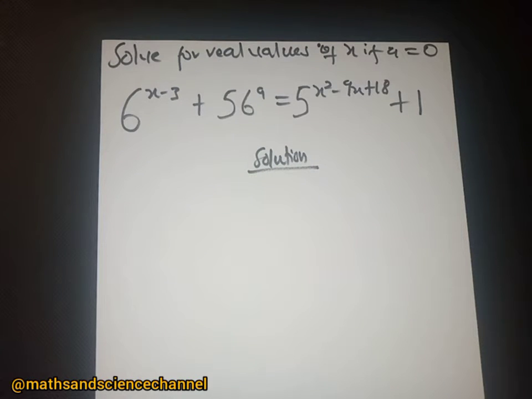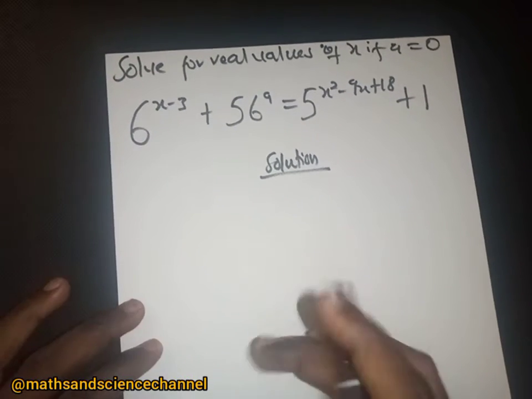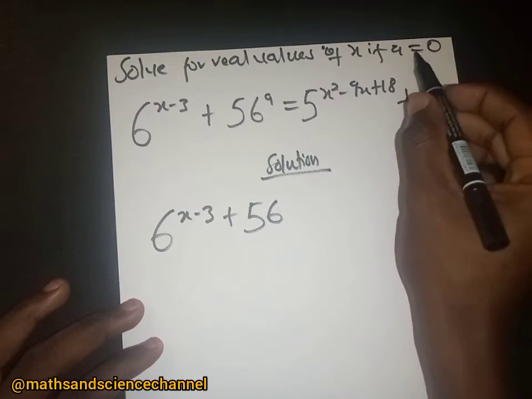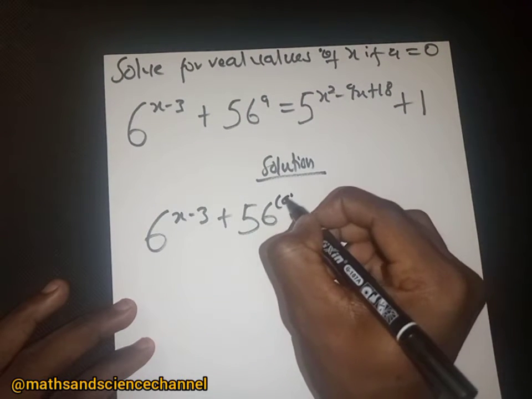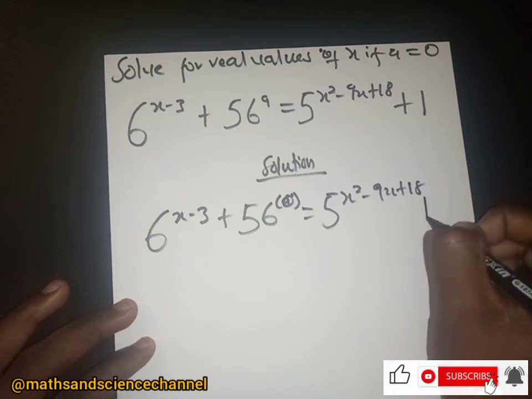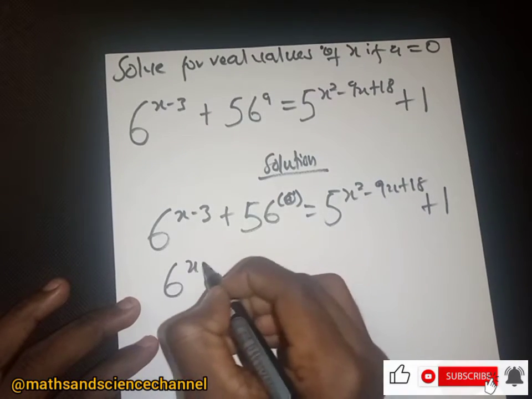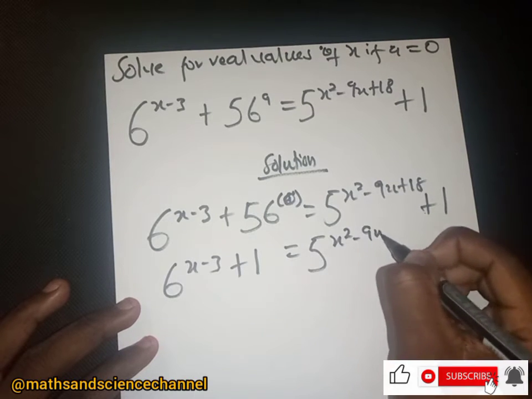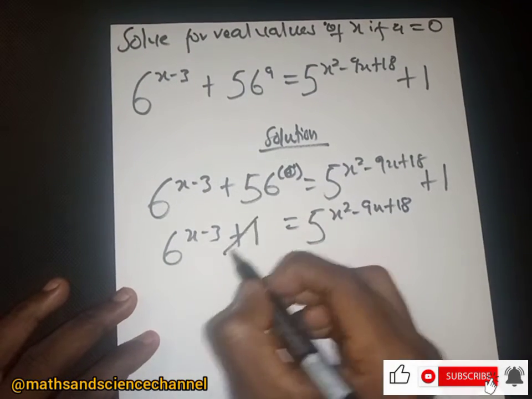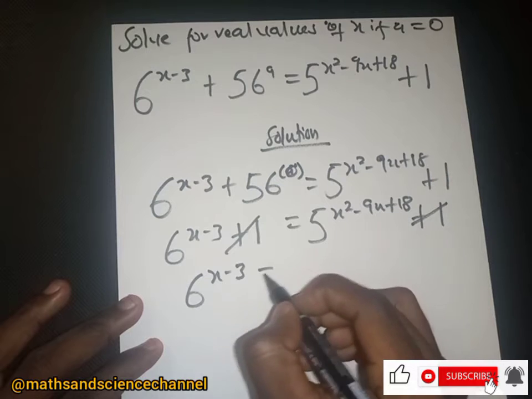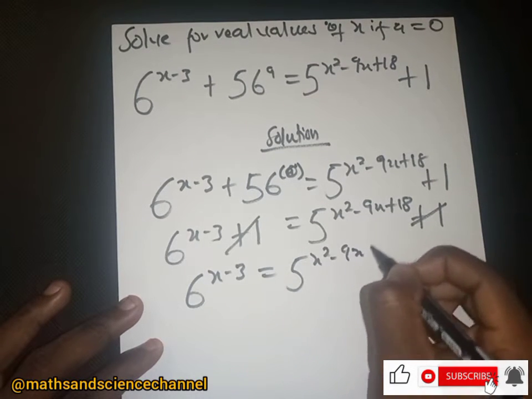Now in this section we have to solve for the real values of x if a is equal to 0. So let's do that. For a equal to 0, when we substitute a, which is 0 here, then we have 5 exponent x squared minus 9x plus 18, then plus 1, then we have 6 exponent x minus 3. This goes to 1. Then we have 5 exponent x squared minus 9x plus 18, right? So this will also cancel that, and we are left with 6 exponent x minus 3 equals 5 exponent x squared minus 9x plus 18.